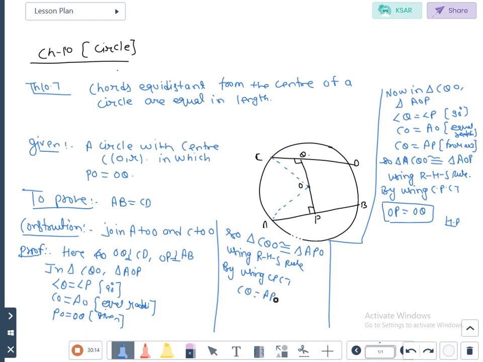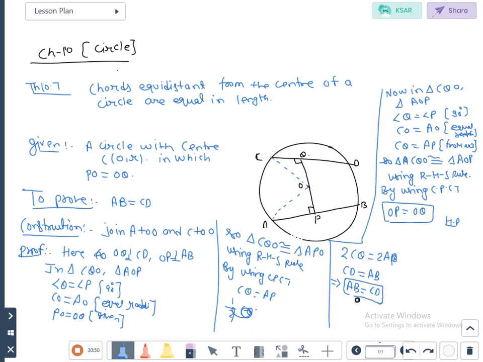CQ is equal to what? AP. But friends, we have to prove here that AB is equal to CD. Multiply by 1 upon 2, or we will multiply, sorry, by 2. Twice of CQ is equal to twice of AP. Twice of CQ is CD. Twice of AP is AB. Or we can write AB is equal to CD.